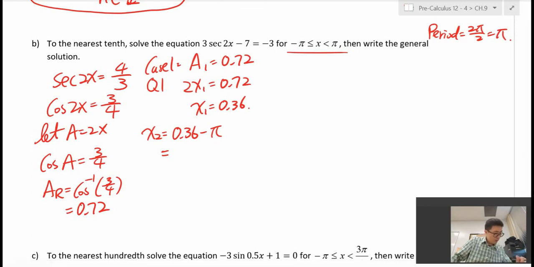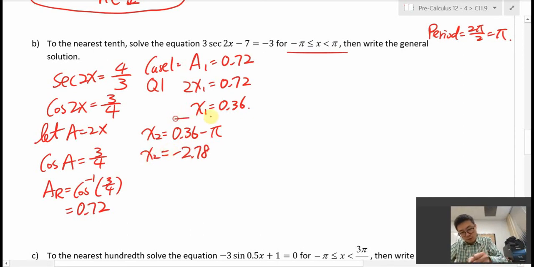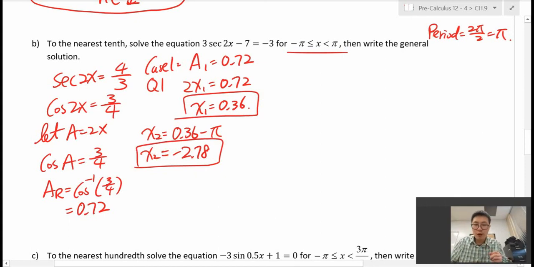Let me do it again. So inverse cosine of 0.75, and then that divided by 2, and then take away pi. I won't round anything until the very end. So this is going to be negative 2.78. So that's my x2. That's my x1. That's my x2. And I won't subtract another pi because it's already negative. If I minus another pi, it's going to go beyond our domain. So now I finished with my case 1.